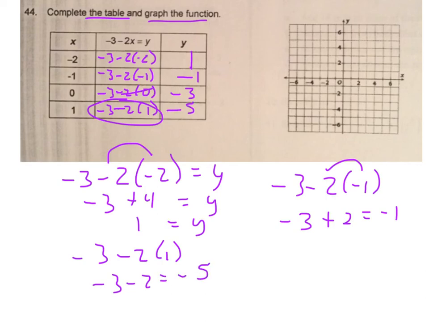Now, if you notice, we have (-2, 1), (-1, -1), (0, -3), and (1, -5). Let's plot those points. At (-2, 1), it's going to be about right there. (-1, -1), about right there. (0, -3), about right there. And then (1, -5), about right there. And let me go ahead and plot that graph. It's going to be about right there. And there you have it.